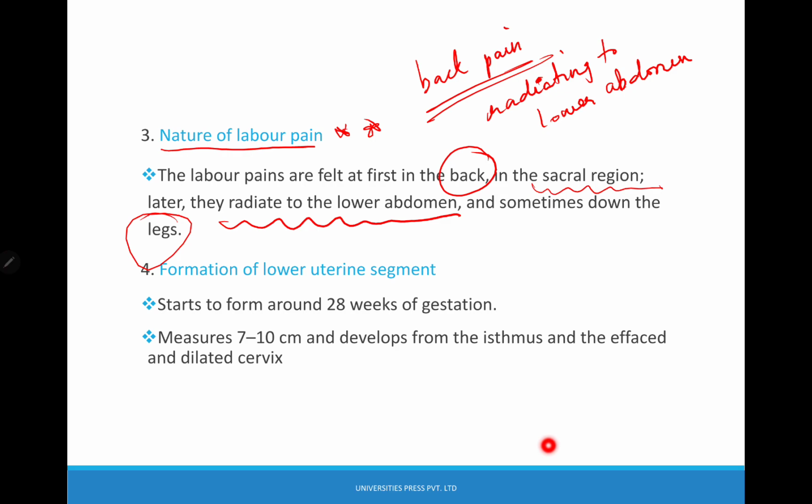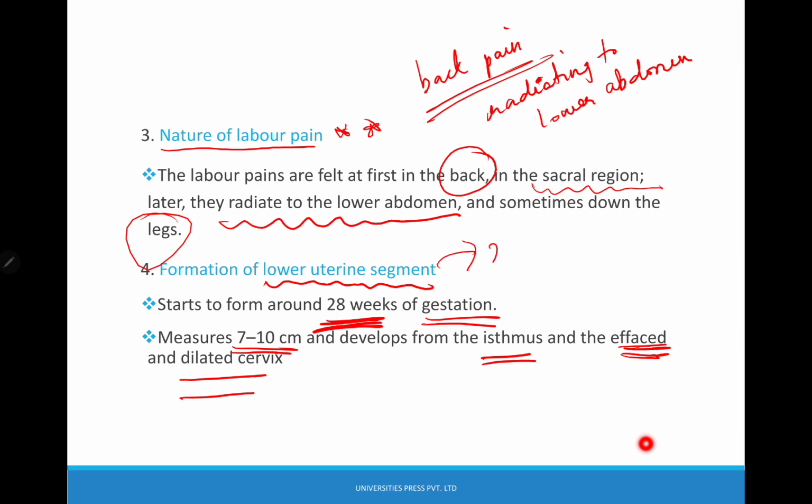So coming to the formation of the lower uterine segment. The lower uterine segment starts to form around 28 weeks of gestation. It measures around 7 to 10 centimeters and develops from the isthmus, and then there is an effaced and dilated cervix. This is the formation of the lower uterine segment, occurring around 28 weeks, measuring 7 to 10 centimeters.